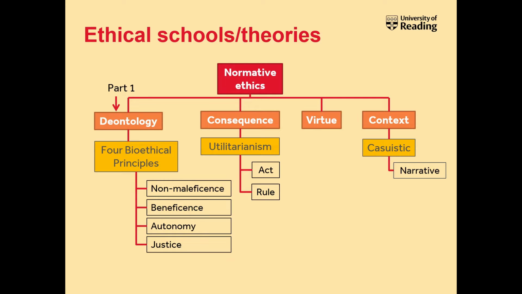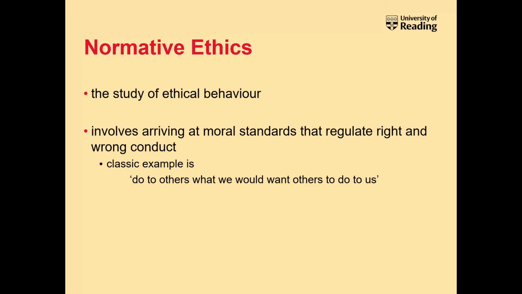The overarching branch of ethics that this falls under is, as you can see, named here, normative ethics. So normative ethics is the study of ethical behaviour. It involves arriving at moral standards that regulate right and wrong conduct. So a classic example of this is to do to others what we would want others to do to us.